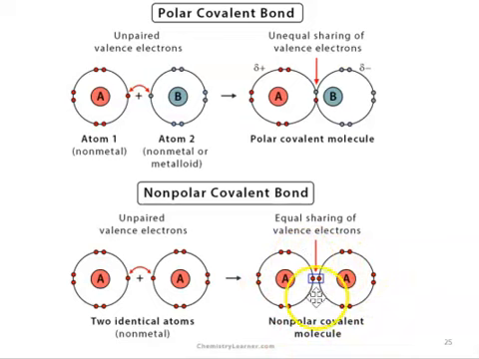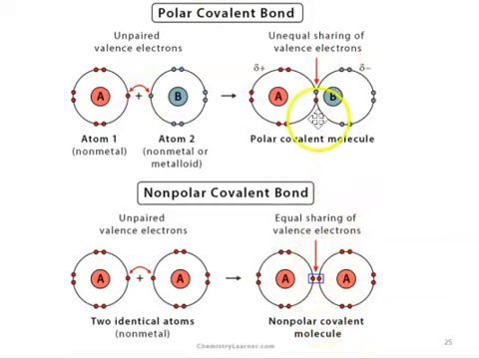You can get these nonpolar covalent bonds when you have two identical atoms covalently bonded together, or if you have two atoms that have the same or very, very similar electronegativities. So for example, if you had a carbon and a hydrogen, they do have very similar electronegativities. So carbon-hydrogen bonds tend to be nonpolar, just like a carbon-carbon bond or a hydrogen-hydrogen bond would be nonpolar.